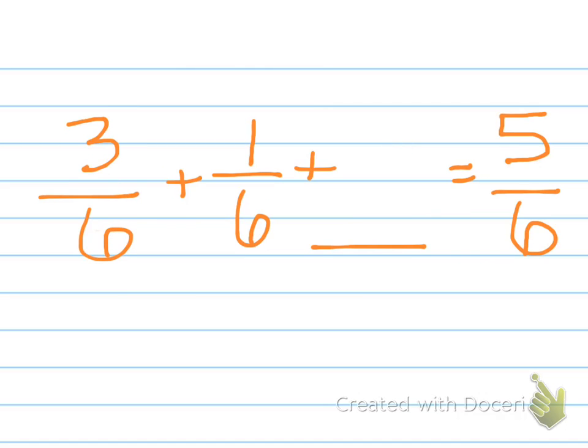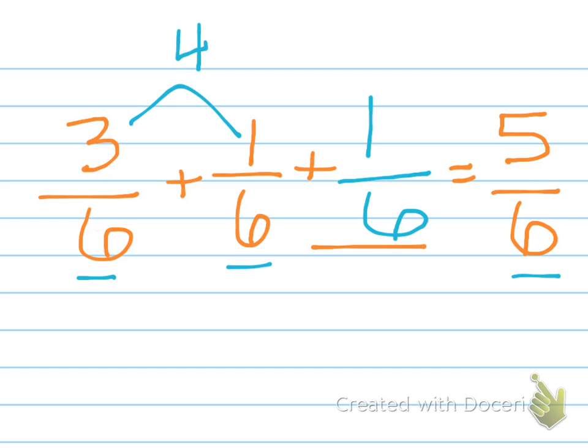C says 3/6 plus 1/6 plus something equals 5/6. So again, our denominators are all 6. So we know this denominator is also 6. Then we have 3 plus 1 is 4. 4 plus what equals 5? We know 4 plus 1 equals 5. Therefore, the answer is 1/6.